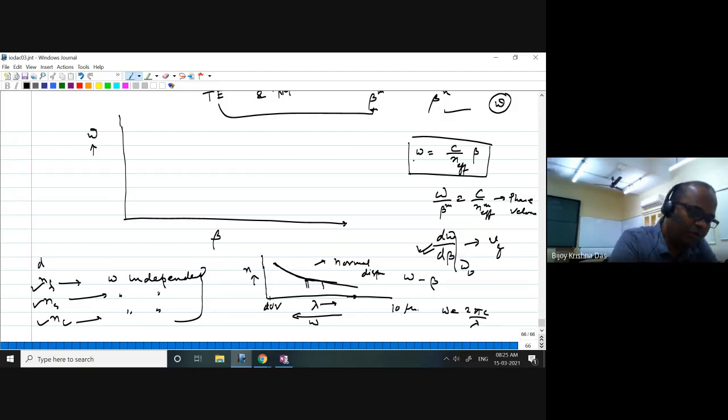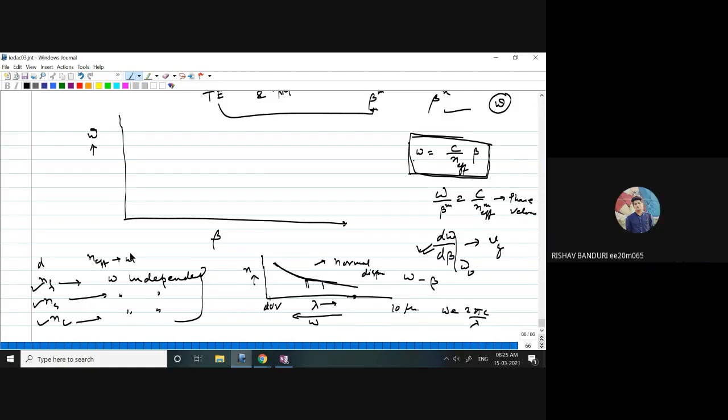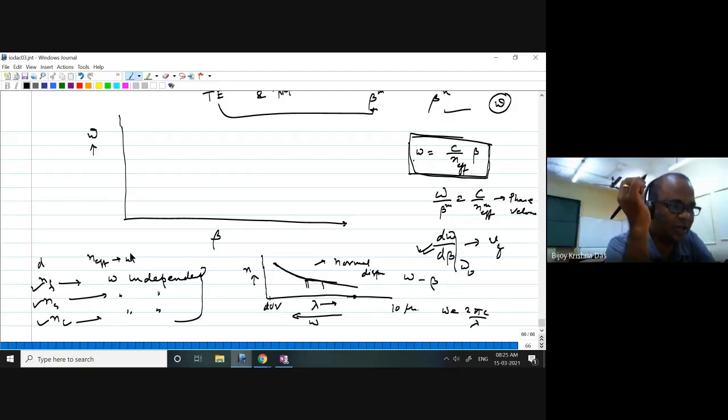But then when we try to plot this one, if I consider NF, NS, NC as frequency independent, can I say that N effective is also frequency independent? Is that correct? Anyone can help? Yes, sir. Because N effective comes for one particular mode. So think and answer.